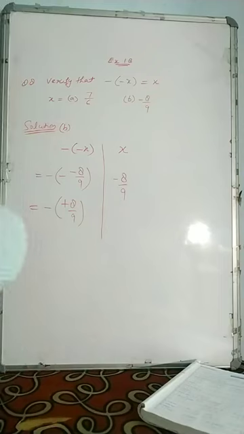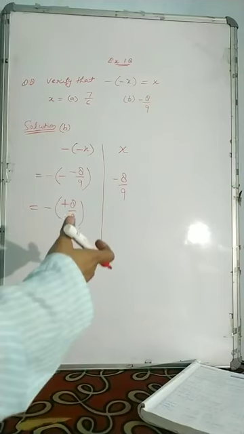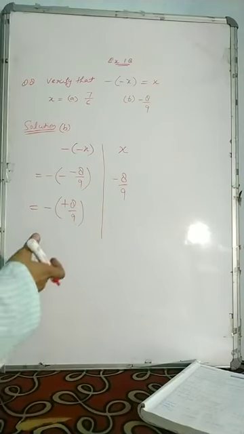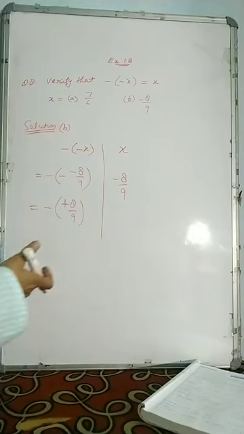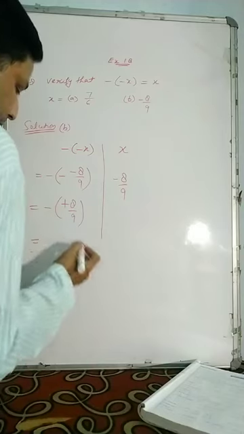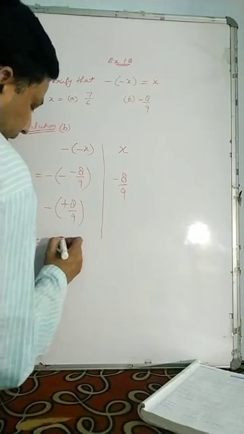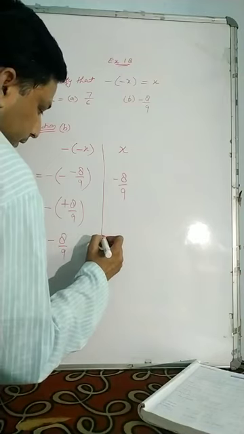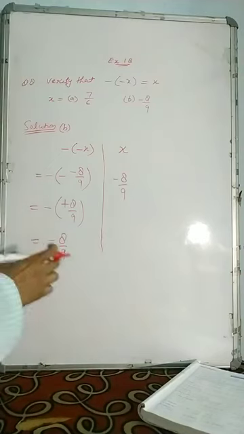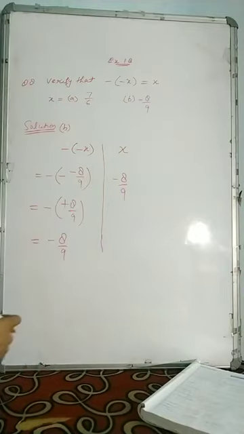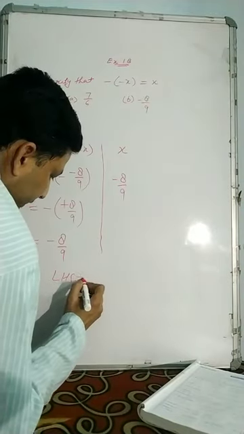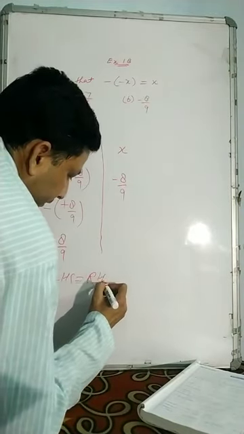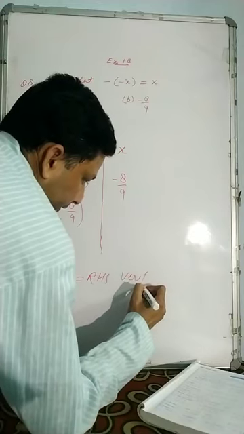Now here there are two symbols, minus outside the bracket and plus inside the bracket, plus minus after opening the bracket, minus 8 upon 9. Here you can see the value of the left hand side is equal to the value of the right hand side. It means left hand side is equal to right hand side. Verified.